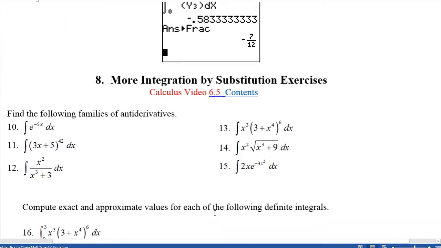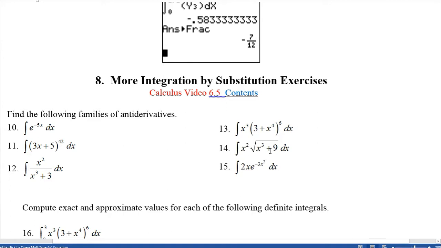Let's see if we can knock out a couple more here a little faster. See if you can do this one yourself. x squared times the square root of x cubed plus 9. See if you can do that one. Press pause now.